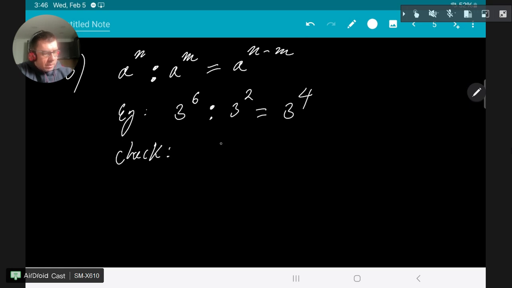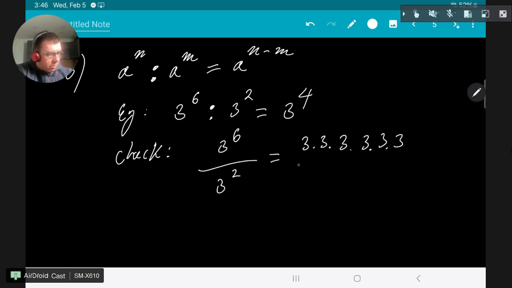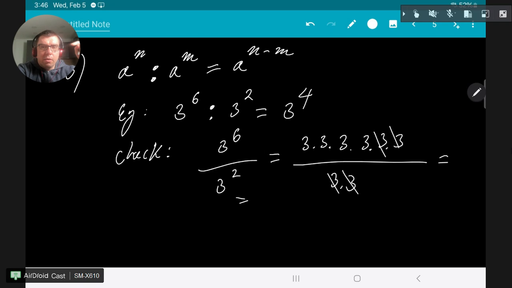So 3 to the power of 6, let's write it in terms of a fraction. This is 3 times 3 times 3 times 3 times 3 times 3 over 3 times 3. And now, by the properties of fractions, I can simply reduce this fraction. I can divide the numerator and the denominator by 9, so these 3's will cancel. And I'm only left with 3 multiplied by itself 4 times, 3 to the power of 4, which is 81.